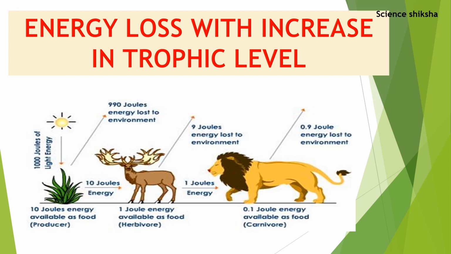The plant has 10 joules of energy in it. According to the 10% law, only 10% of 10 joules of energy will be available for transfer at the next trophic level, so the herbivore will have only 1 joule of energy. Applying the 10% law again, 10% of the remaining 1 joule will be transferred to the third trophic level of carnivore. So, the energy available in the lion as food will be only 0.1 joule. So, at every trophic level, there is a loss of energy.